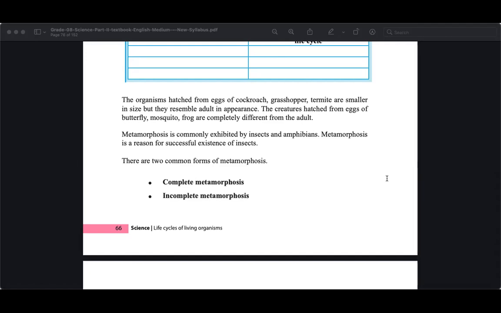But the trochochelous, right? Trochochelous shows incomplete metamorphosis. You can write down the examples in front of that. No need to write a big note. Just in front of that, you can use a pencil and write down the examples very quickly. Do it.